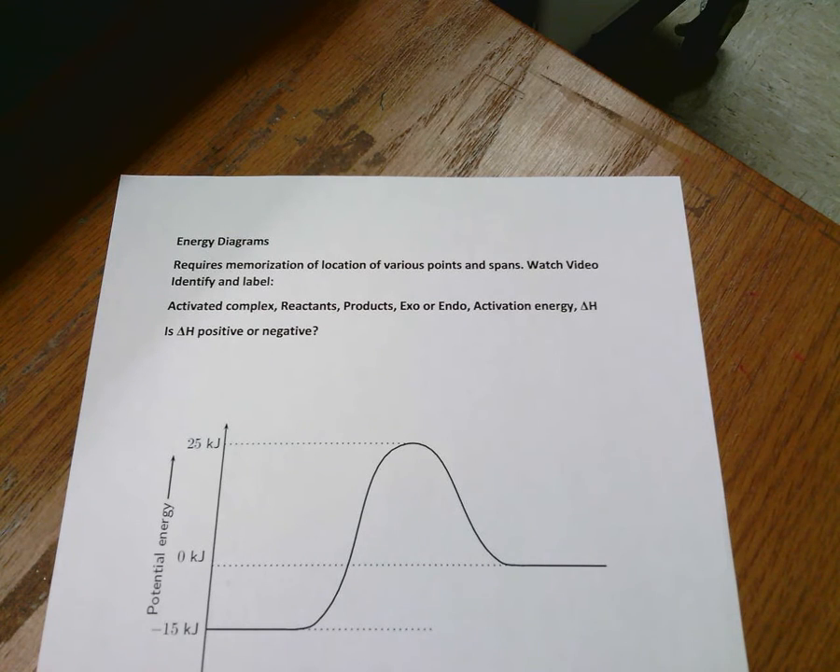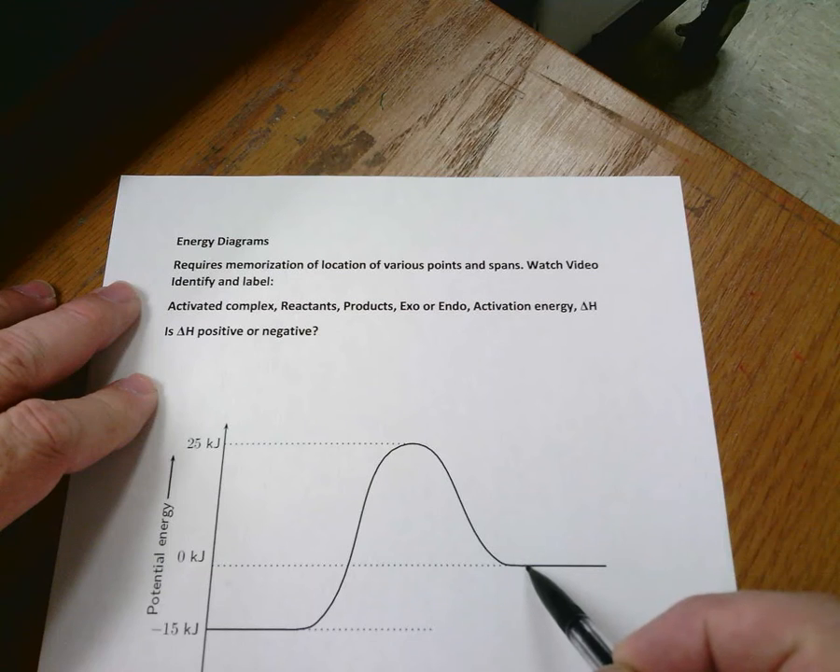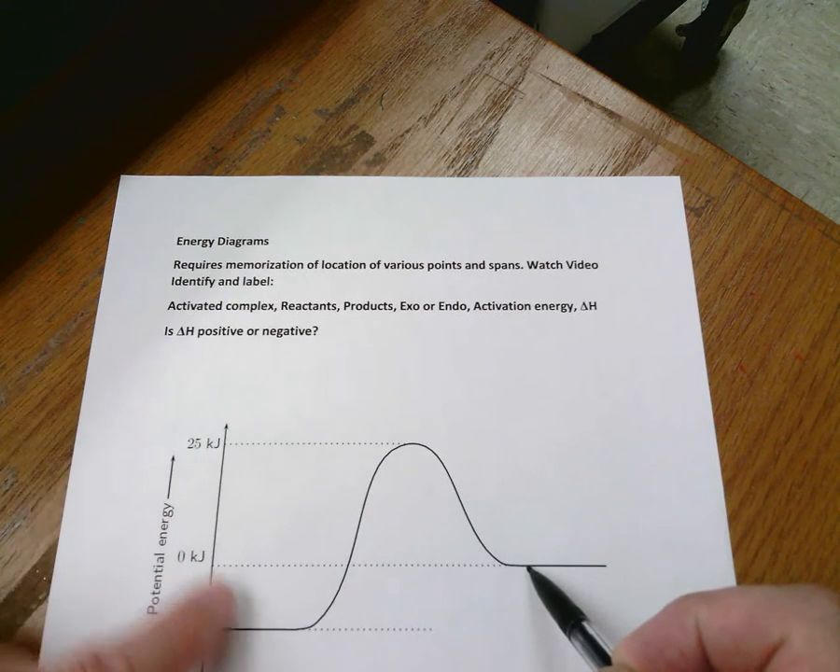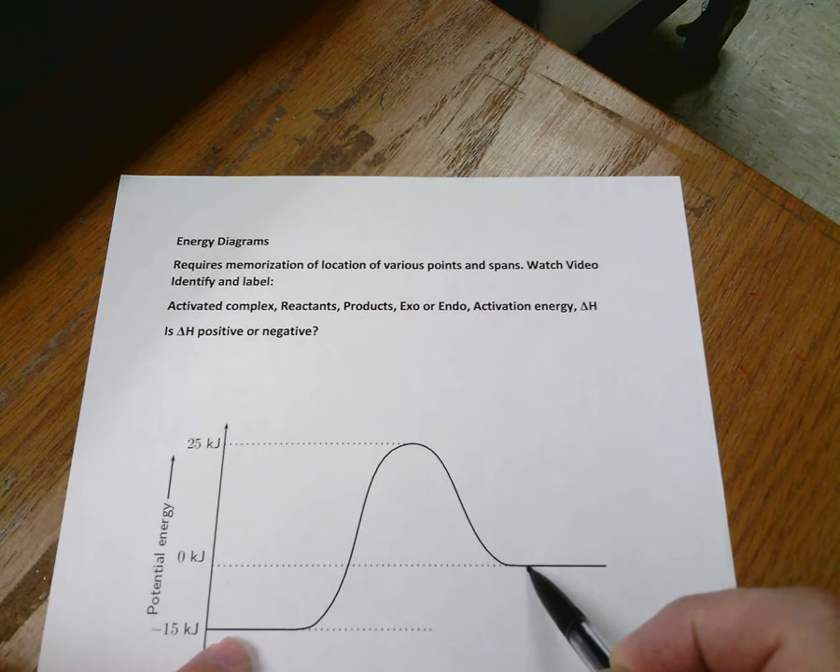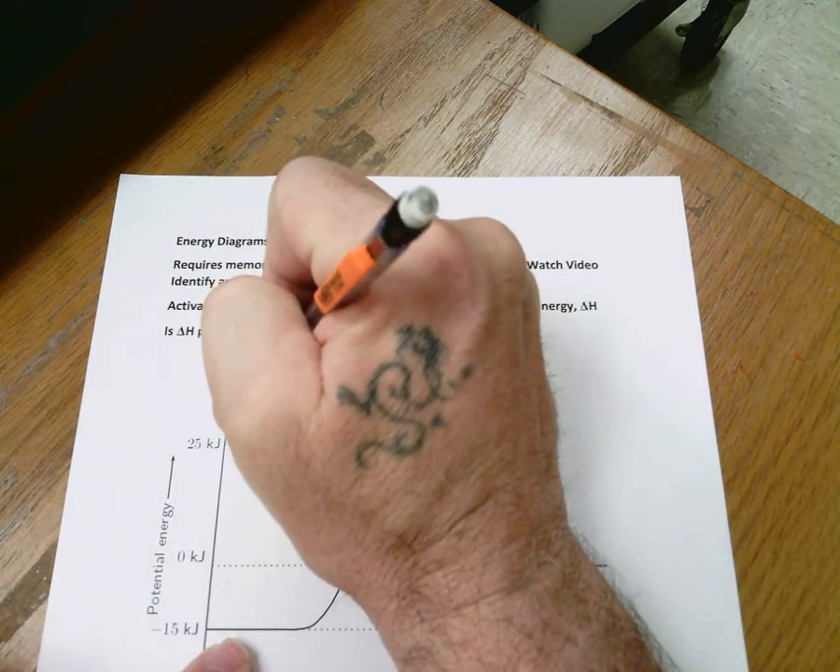Okay, mini lesson on energy diagrams or reaction coordinate diagrams, or what most chemists call these, but it doesn't matter what you call it. What matters is the various parts of it and understanding what it means. First of all, the energy level of the products is higher than the reactants. That energy had to come from somewhere, so I know that this thing is endothermic.